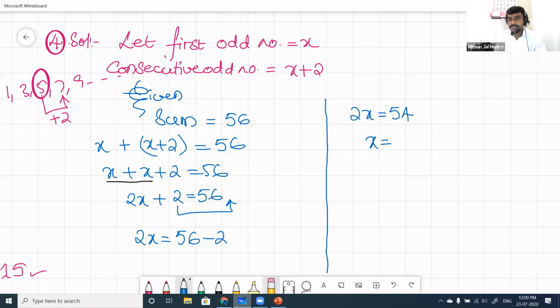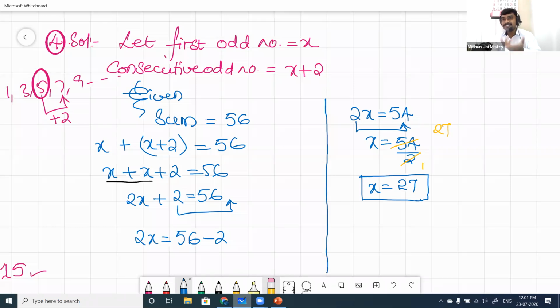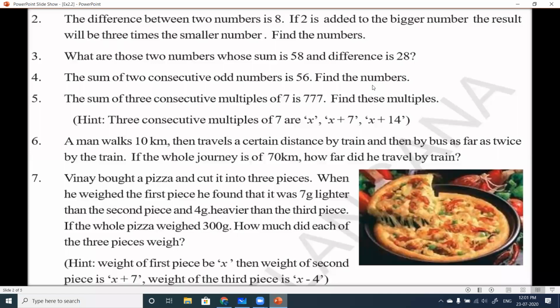Now we want x. So who is extra here? 2. Take that 2 also to the other side. When you take the multiplication by 2 to the other side, you will get division by 2. So x is equal to 54 by 2, which is 27. We are getting x as 27. But should we feel happy? No, not yet, because the question is not asking x. The question is to find the 2 consecutive numbers.